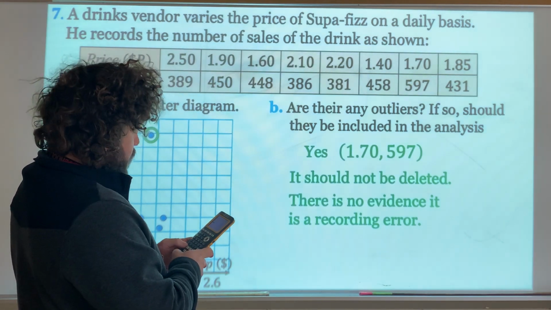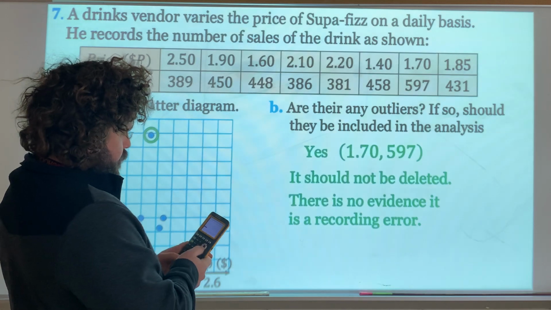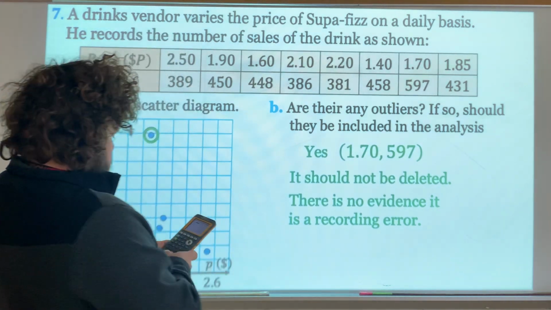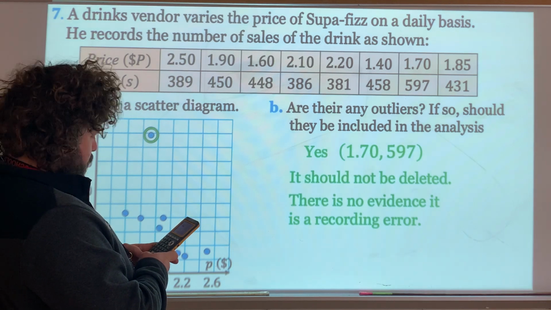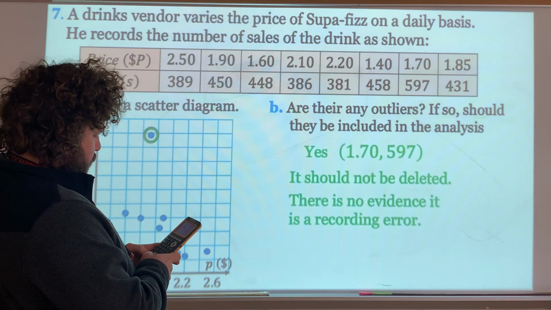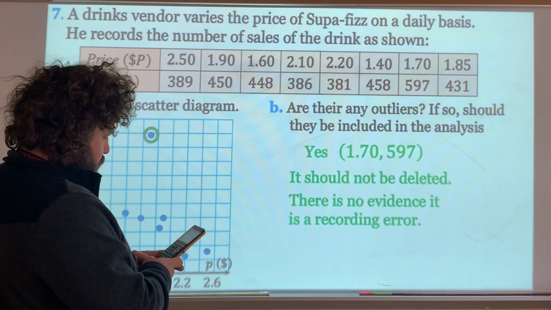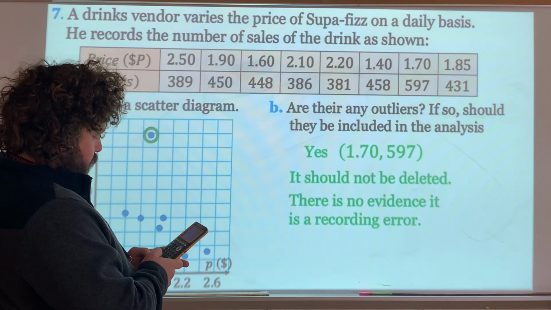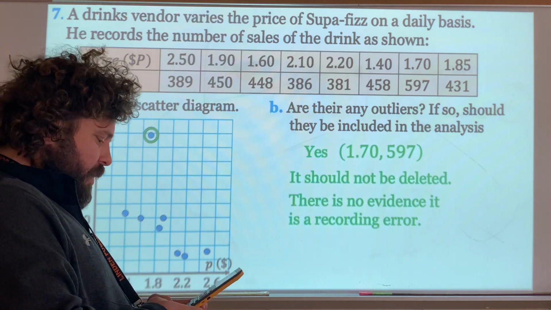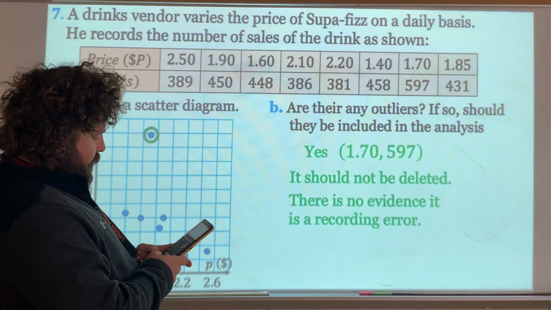2.2, 1.4, 1.7, 1.85. Bam. 389, 450, and 448, and 386, and 381, and 458, 597, and 431.